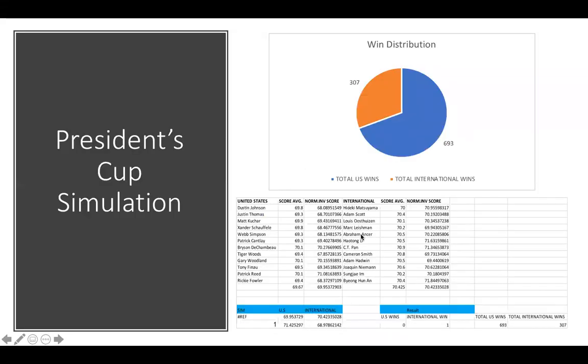All right, so this is part 2 of my analysis. Basically, the President's Cup is a golf tournament played over like 4 or 5 days, and it faces the top 12 United States players versus the top 12 international players. And so I wanted to run a little simulation of my own to see what the odds were of who would win.